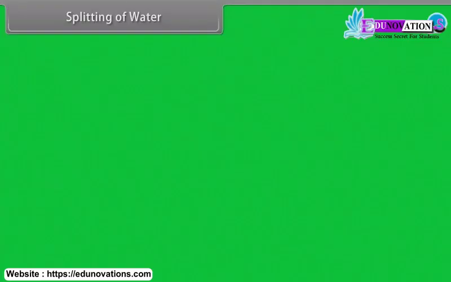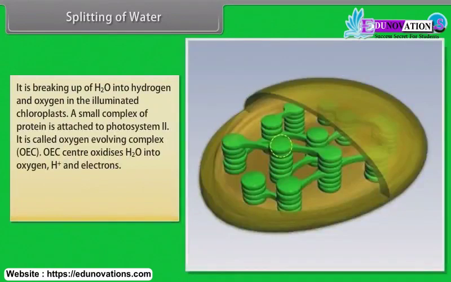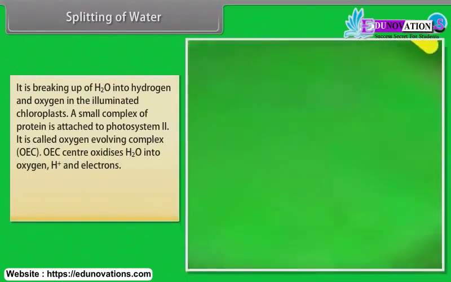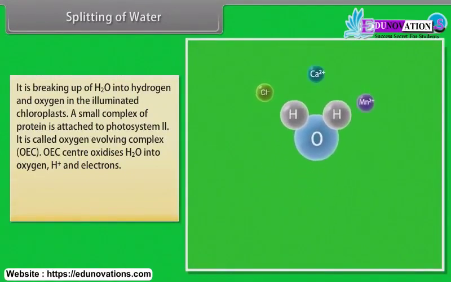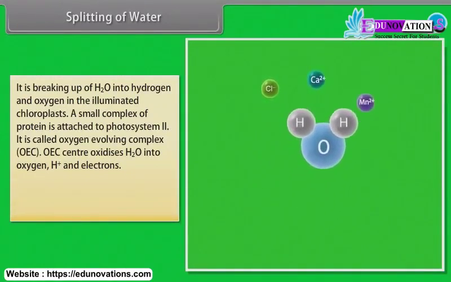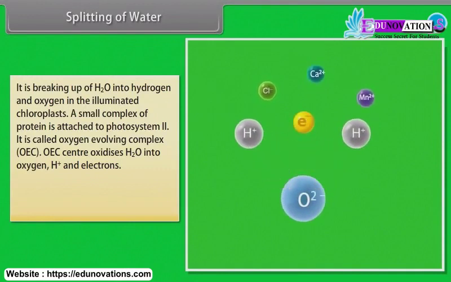Splitting of water. It is breaking up of H2O into hydrogen and oxygen in the illuminated chloroplast. A small complex of protein is attached to photosystem 2. It is called the oxygen evolving complex. The OEC oxidizes H2O into oxygen, H+ and electrons. Cl-, Ca2+, and Mn2+ are required during this process.